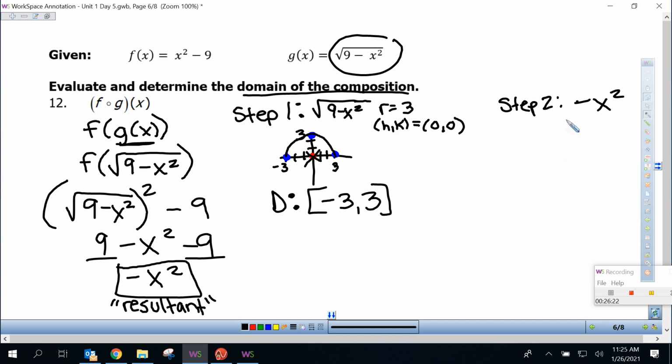And we're going to do a quick sketch of this one here. What's the parent function here? Quadratic. What does the negative make it do? Reflect over the x-axis. So quick step. Oops, that was not actually right.